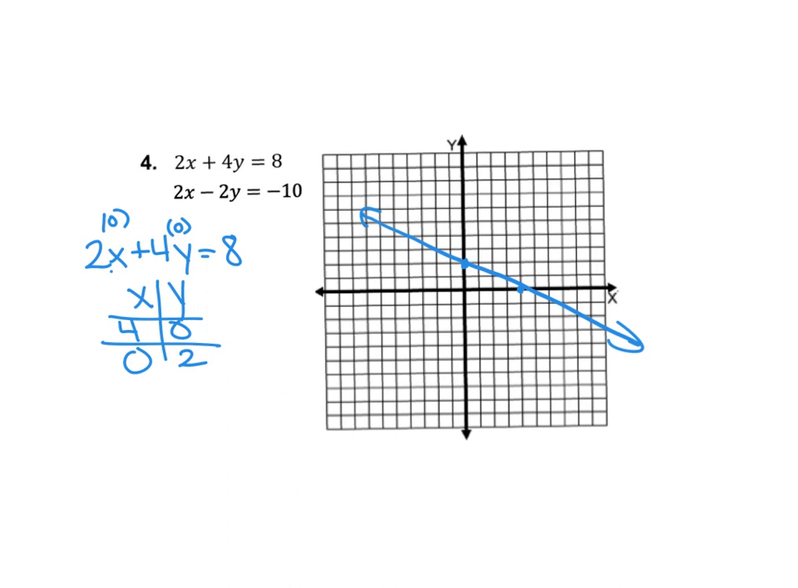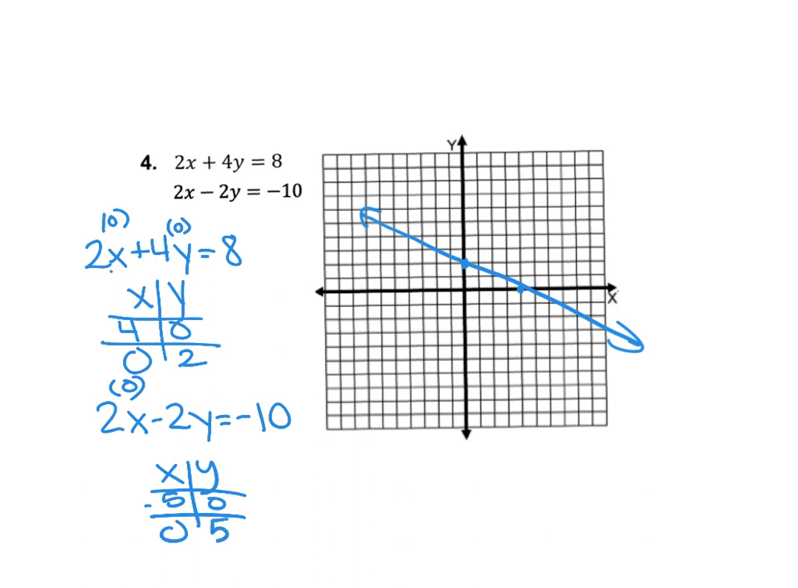And our next one is 2x minus 2y is equal to negative 10, x and y. So when y is 0, I have negative 5, and when x is 0, I get positive 5, because negative 10 divided by negative 2 is positive 5. So I have negative 5, 0. All right, so let's plot these points. I have negative 5, 0. And then I have 0, 5.